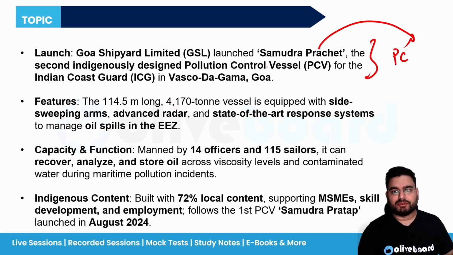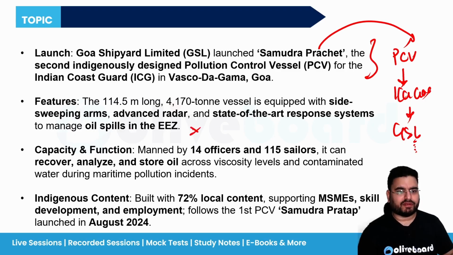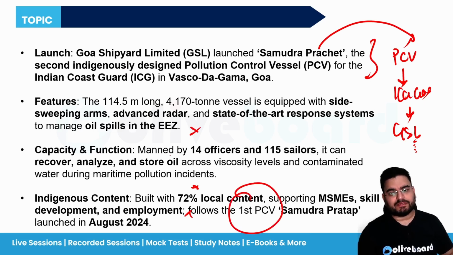What it is? It is a pollution control vessel, right? For whom it has been created? For the Indian Coast Guard in Goa. And who has created? The Goa Shipyard Limited. Okay, rest you don't have to remember. Okay, how much length or ton, that is not at all required. This is just for your understanding. And what was the name of the first pollution control vessel? That was Samudra Pratap. Samudra Pratap and then Samudra Prachet. SP, like that, you can remember.